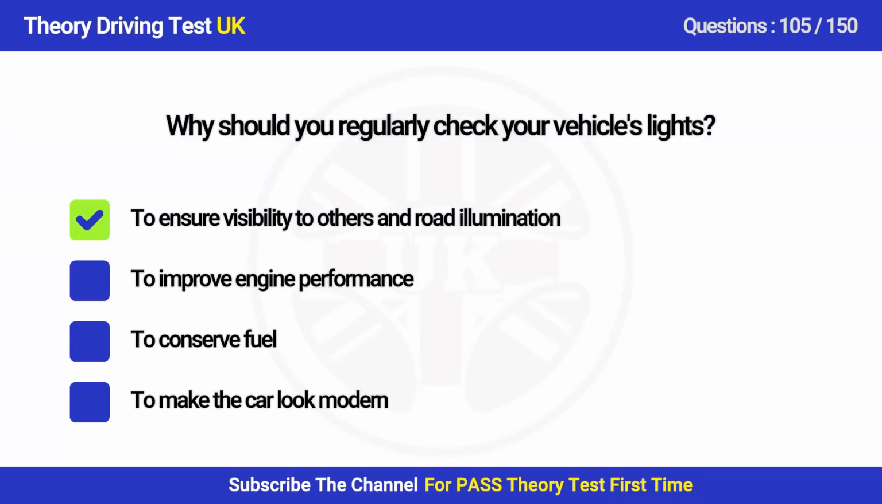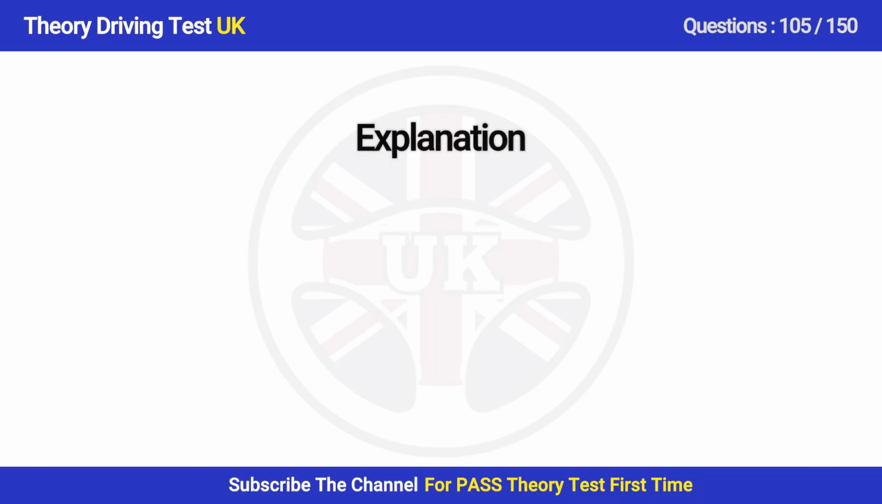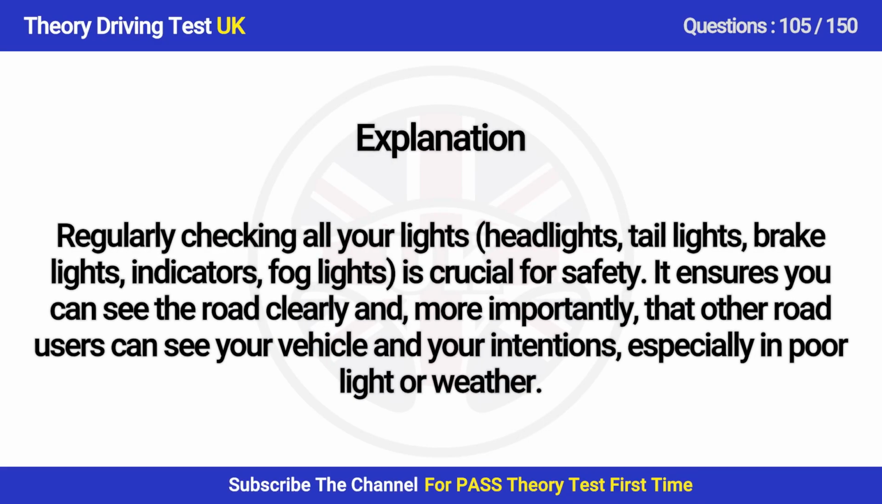Answer is A. To ensure visibility to others and road illumination. Regularly checking all your lights, headlights, tail lights, brake lights, indicators, fog lights, is crucial for safety. It ensures you can see the road clearly and, more importantly, that other road users can see your vehicle and your intentions, especially in poor light or weather.